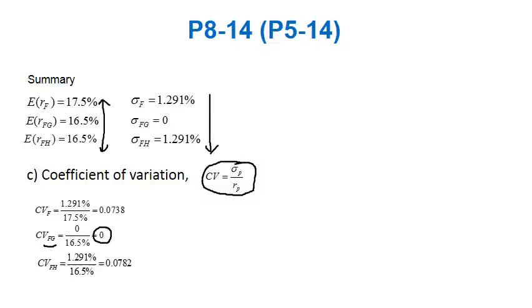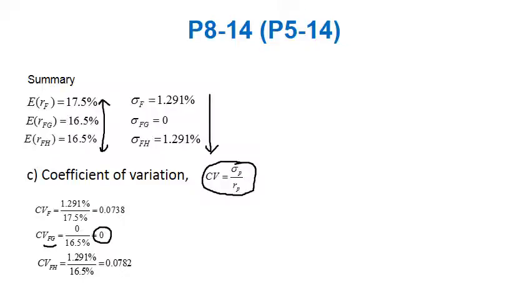And why is that? What does this mean? This means that you are not taking on any risk in order to earn 1 unit of returns. Okay, so no risk is borne at all in achieving that 16.5%. So that is the interpretation there.